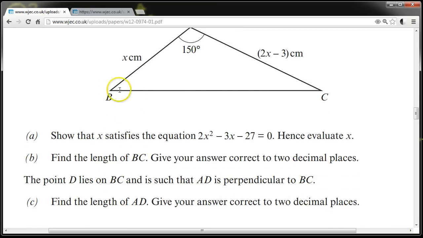Find the length of BC. Give your answer correct to 2 decimal places. The point D lies on BC and is such that AD is perpendicular to BC. Find the length of AD. Give your answer correct to 2 decimal places.